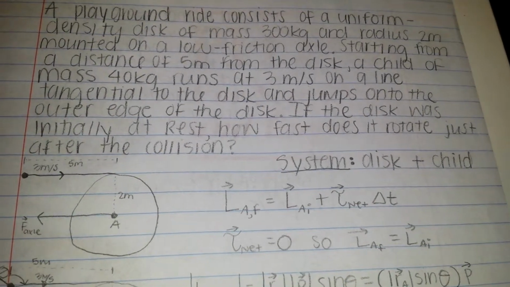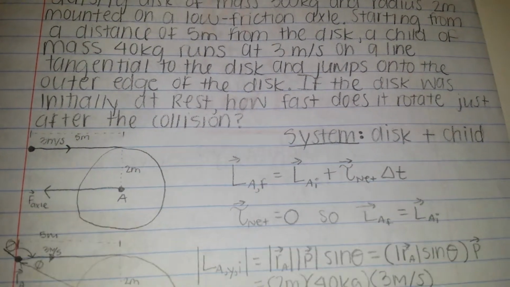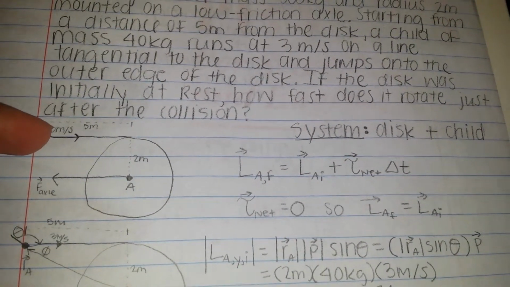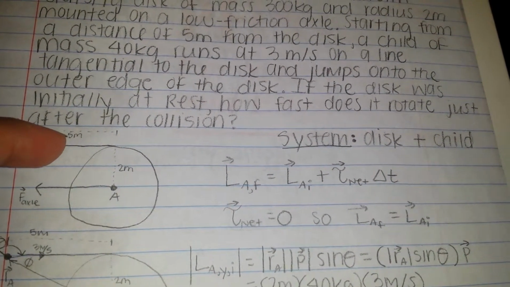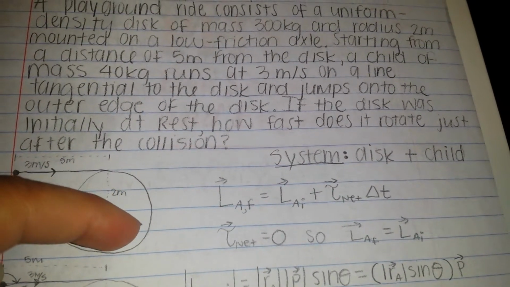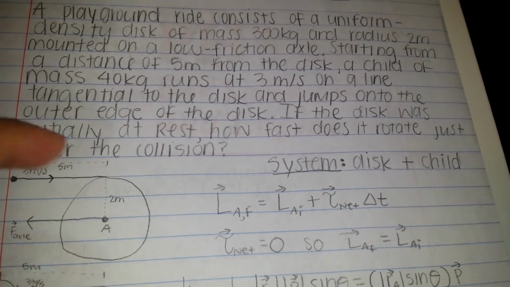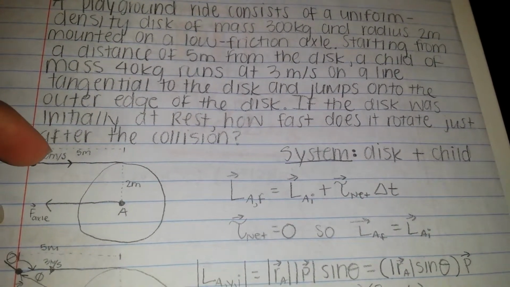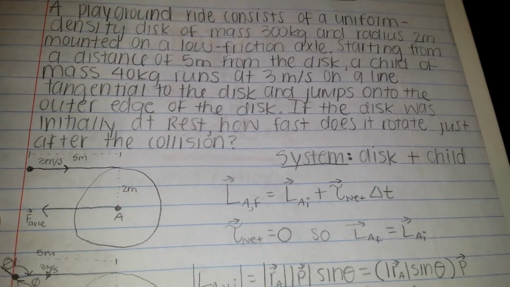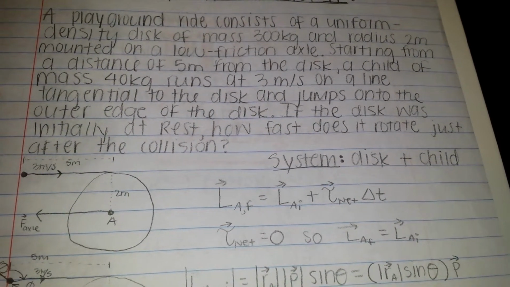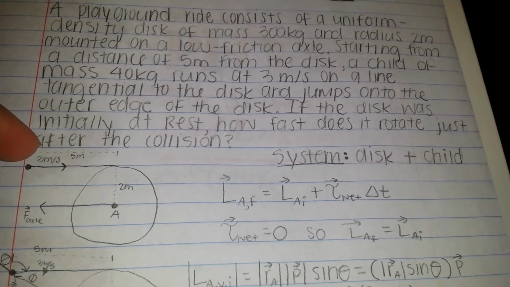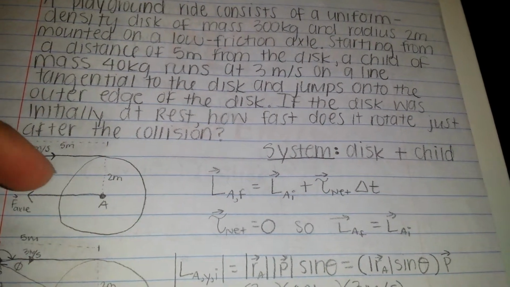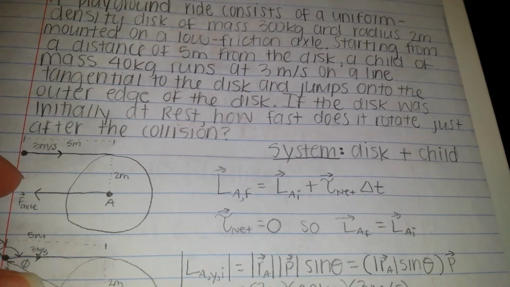So I defined the system as the disc plus the child and drew a picture here, as this person running to get onto this is the disc. So the initial velocity here is 3 meters per second. It's 5 meters from here to here. The radius is 2 meters. This is the force of the axle.